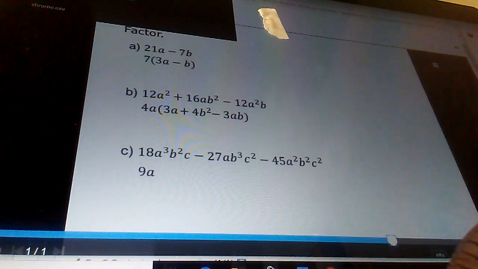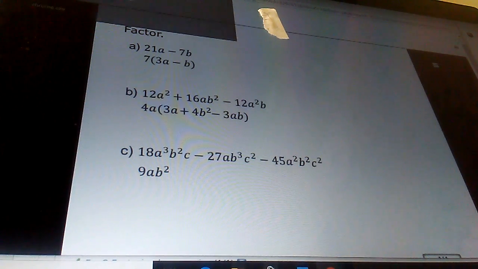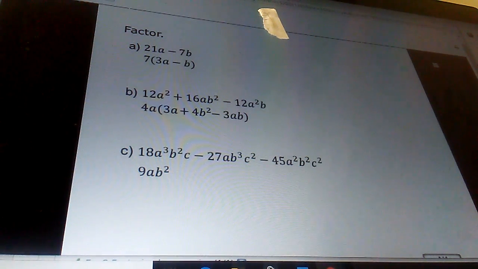All of the terms have at least b to the second power, so b to the second power is part of the GCF. Finally, look at the c's. We have c to the second power, and c to the second power again. Since all three terms have at least c, we'll include c in the GCF. The GCF is 9ab squared c.